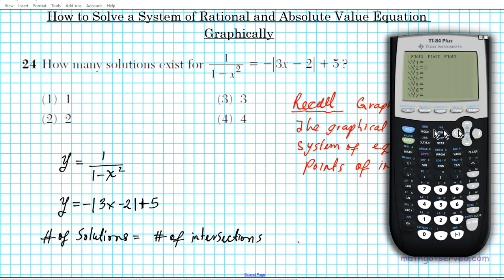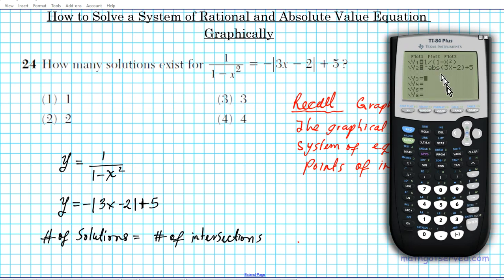Okay, all right, so fire up your TI graphing calculator. The first is the rational. We have 1 divided by parentheses 1 minus x to the second power. Close that. Enter. Second is an absolute value function. Put a negative, not minus, negative. For absolute value, press second function catalog. There goes your catalog button right there. Second function catalog. ABS is absolute value, so hit that. ABS 3x minus 2, close that, plus 5.